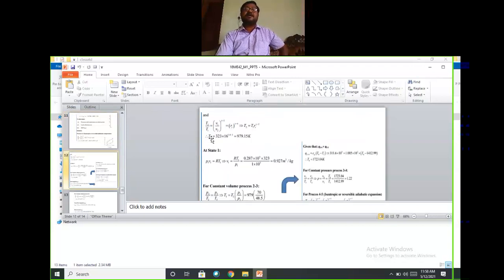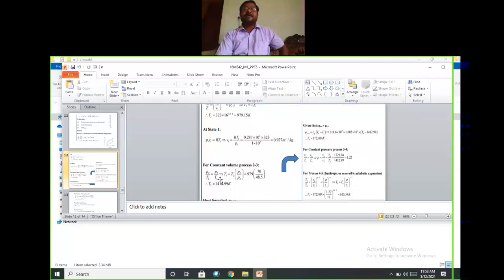And T2 by T1 is equal to V1 by V2 raised to the power of gamma minus 1. T2 is equal to 979.15 Kelvin. P1 V1 is equal to R T1, so you will get the V1. Similarly, for the constant volume process, P3 by T3 is equal to P2 by T2, so T3 by T2 is the pressure ratio. You will get the T3.